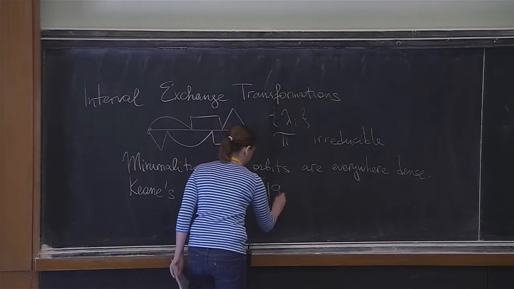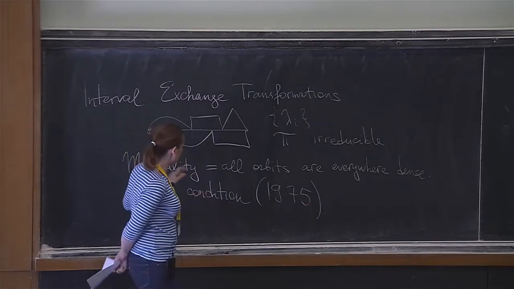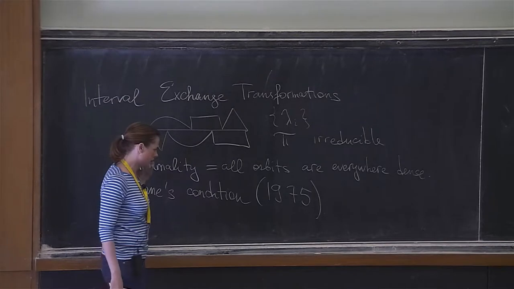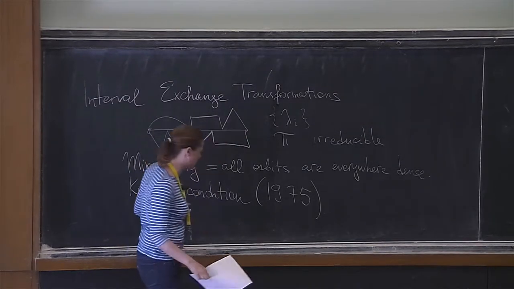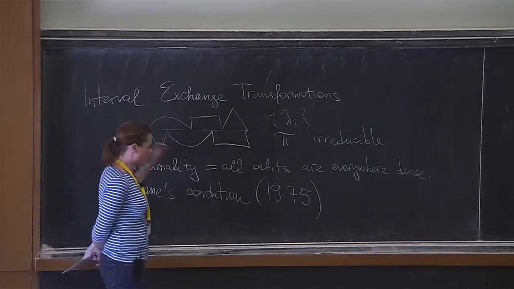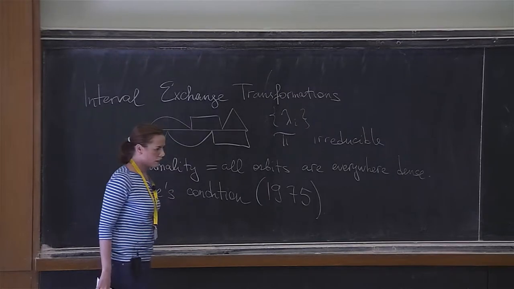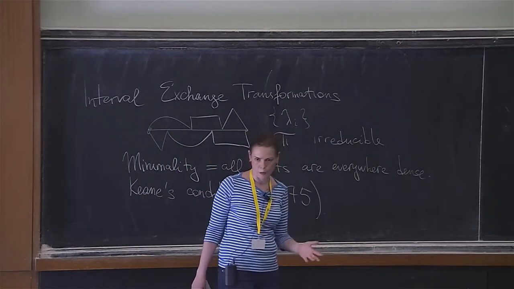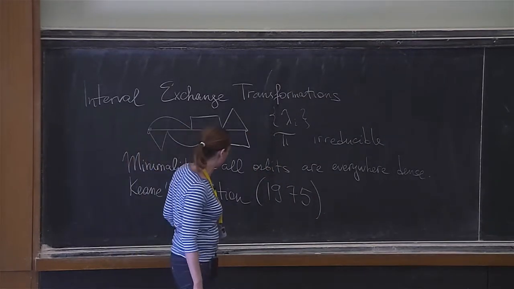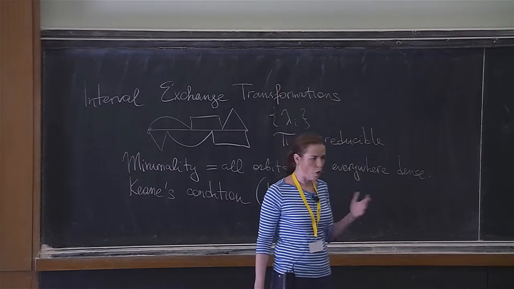In reality, Keane wanted a slightly different thing. He wanted that no singular points would meet in the same orbit. But the condition that our lengths are rationally independent is sufficient for Keane's condition. So we'll call Keane's condition just this simpler, stronger version, that the lengths are really rationally independent. However, Keane's condition is a sufficient condition, but it's not a criterion. And the question of whether the interval exchange transformation is minimal or not, if Keane's condition is not satisfied, is a very interesting question, which is, in some sense, open right now.